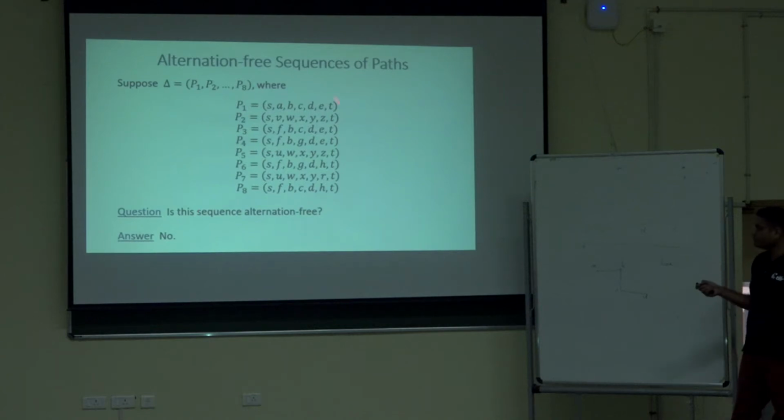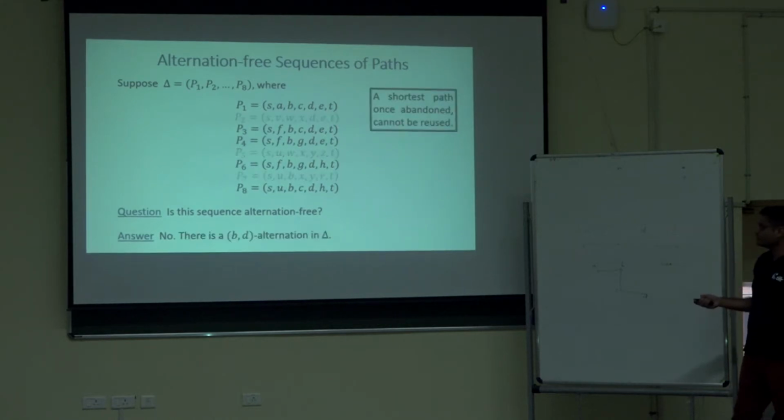So let us see how. Firstly, note that none of these paths are the same, they are all distinct. What we'll show, using the same property, is that there is an alternation between these two vertices, B and D, in this graph. All the paths start from S and end at T, but restrict yourself to only those paths that have both B and D. So look at only these paths, P1, P3, P4, P6, P8. These paths have both B and D.